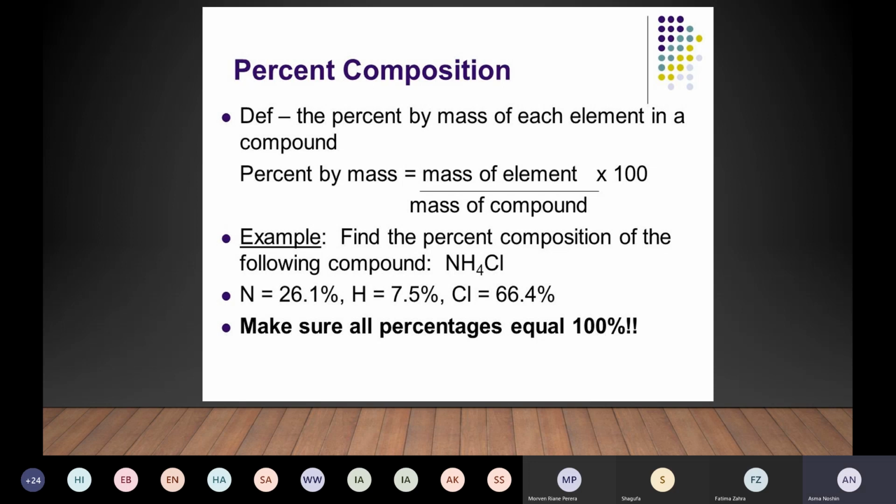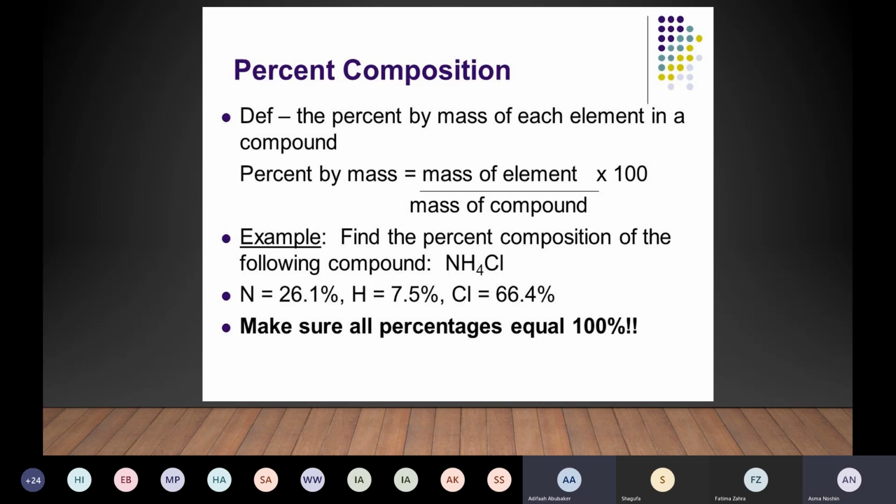Yes, Ashish. Will you solve it? What will be the first step? Okay, Adifa, yes. Basically you'd have to find the molar mass, which would be 14 plus hydrogen times 4, which is 4, plus chlorine, which is 35.5. Very good. To get 53.5.